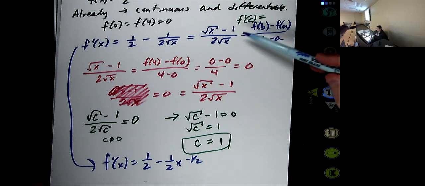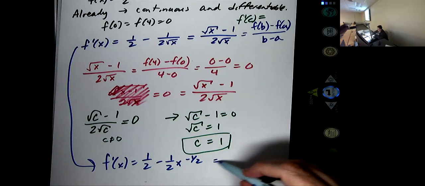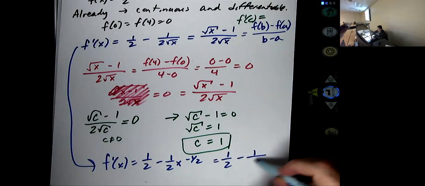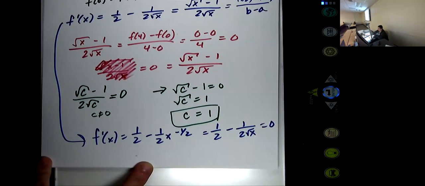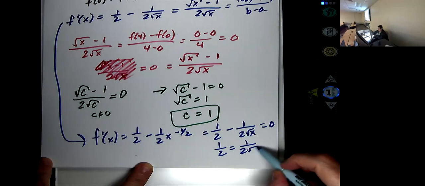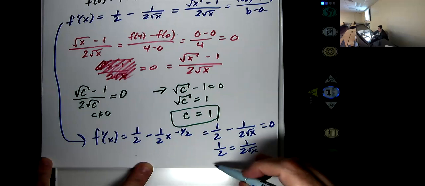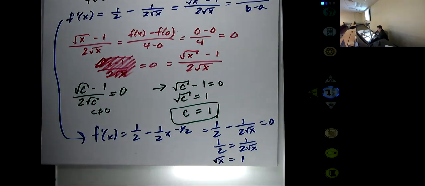I chose to find a common denominator, but you could have gone through with this without finding a common denominator. You would have the right side equal 0. So 1/2 equals 1/2 root x. Clear the fractions and you get square root of x equals 1, like we did on Rolle's theorem.